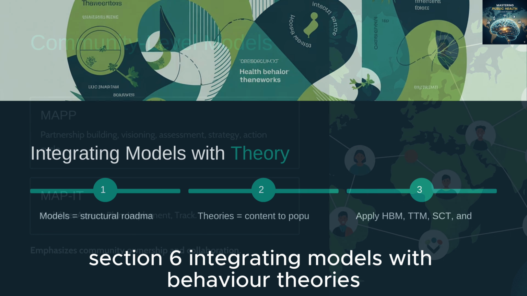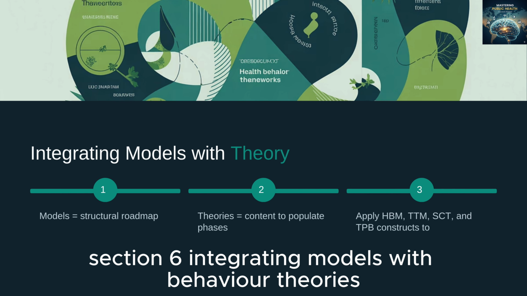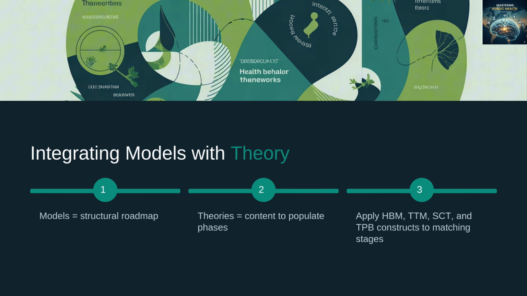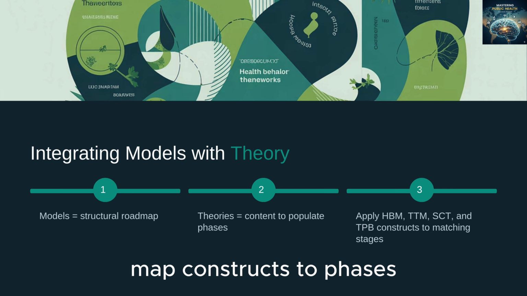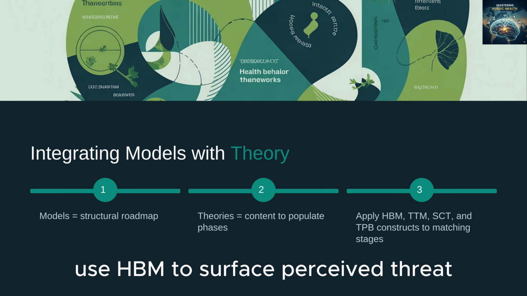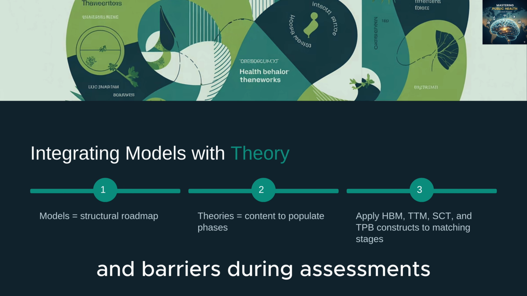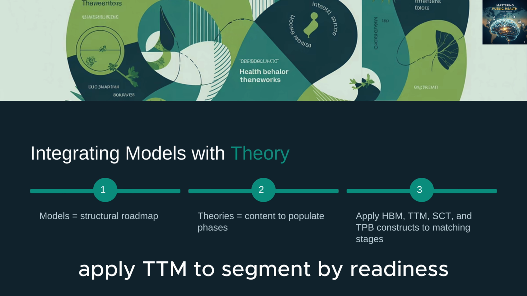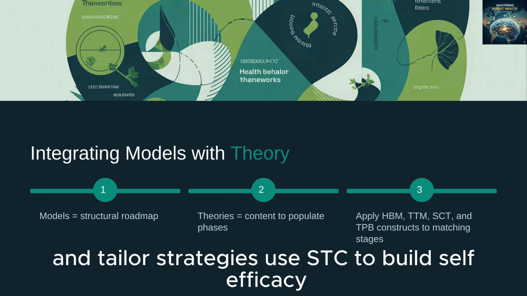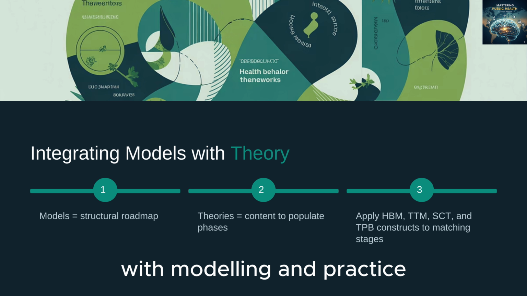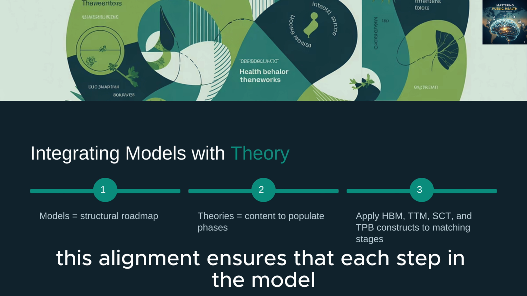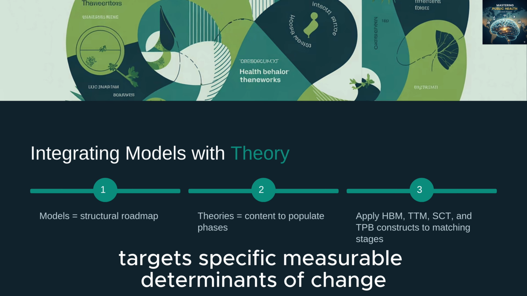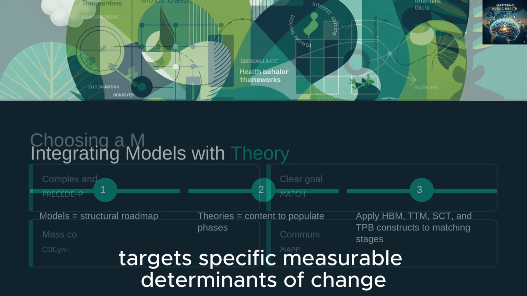Section 6, Integrating Models with Behavior Theories. Program models are the scaffold. Behavior theories from Chapter 2 provide the content. Map constructs to phases. Use HBM to surface perceived threat and barriers during assessments. Apply TTM to segment by readiness and tailor strategies. Use SCT to build self-efficacy with modeling and practice. Leverage TPB to address norms and perceived control. This alignment ensures that each step in the model targets specific, measurable determinants of change.